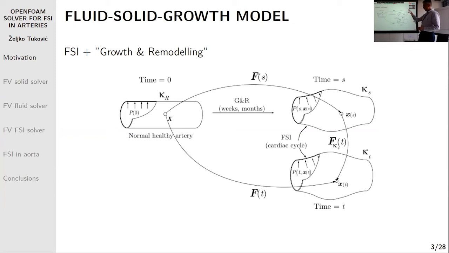So my task is currently to develop an FSI model. I don't know much about this growth and remodeling, but we collaborate with the solid mechanics department at our faculty. They are experts in the implementation of this model. They have implemented this model in a finite element framework, and we want to implement it in OpenFOAM in a finite volume framework.